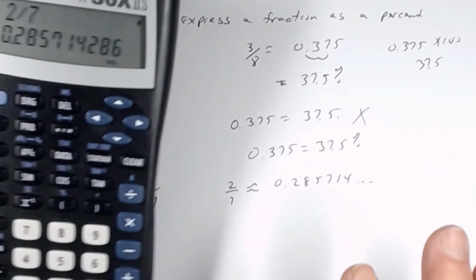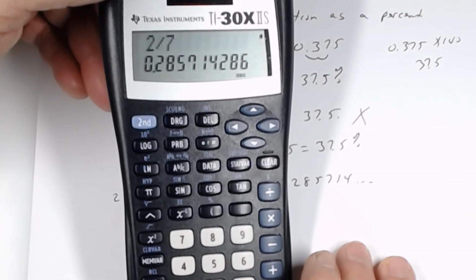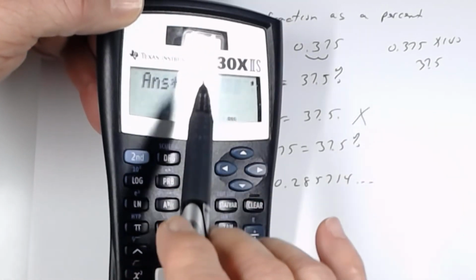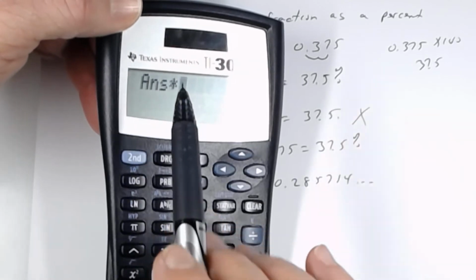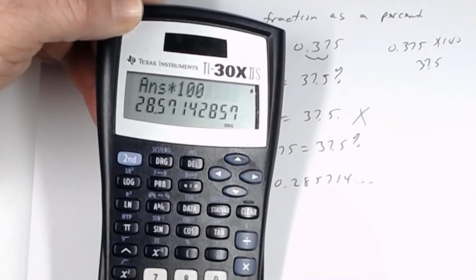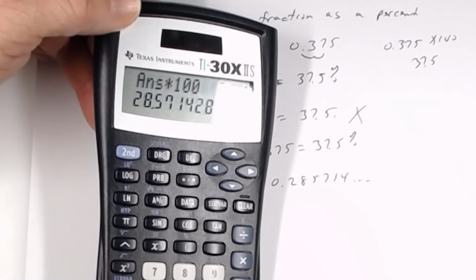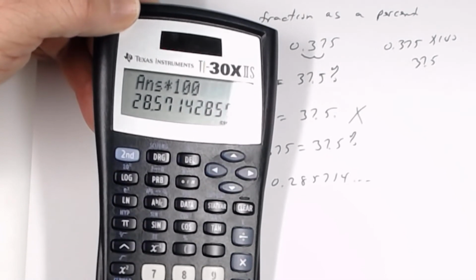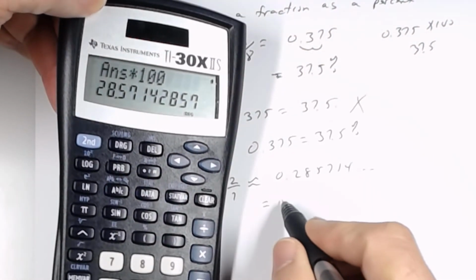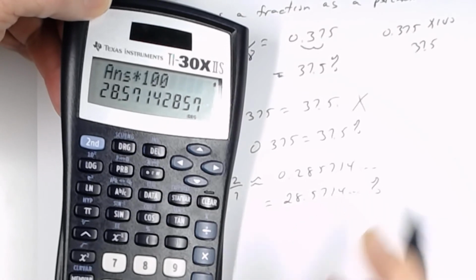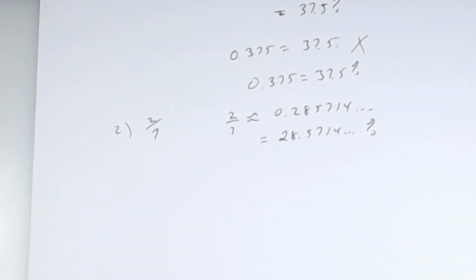I want to change this to a percent. So I would multiply by what? 100. So say times. See how the answer showed up? It says answer times 100. And this is what you get. So notice the decimal point was moved how many places to the right? 2. So this is going to be 28.5714 and so on percent. Y'all agree? Do y'all remember that when you multiply by 100, you're changing to percent, right?